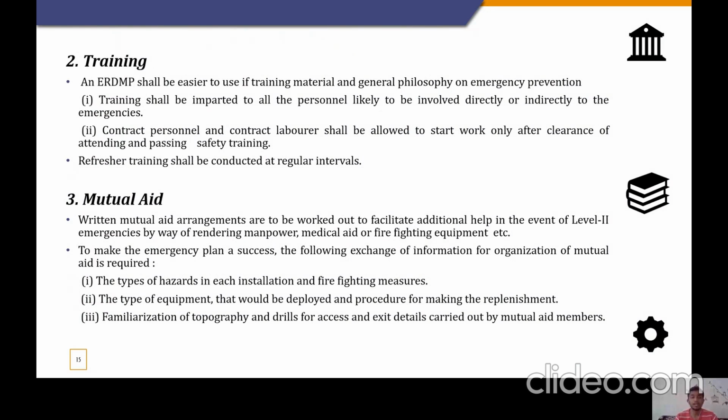Now coming to the next point, the type of equipment that will be deployed and a procedure for making replenishment. So the equipment should be replenished, so that it can be used according to the requirement. Third is the familiarization of topography and drill for access and exit details carried out by the mutual aid.